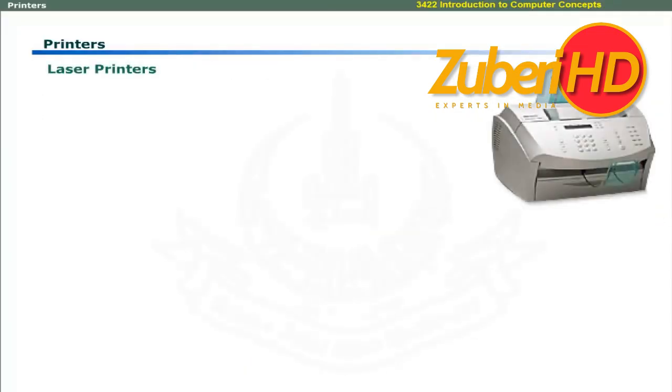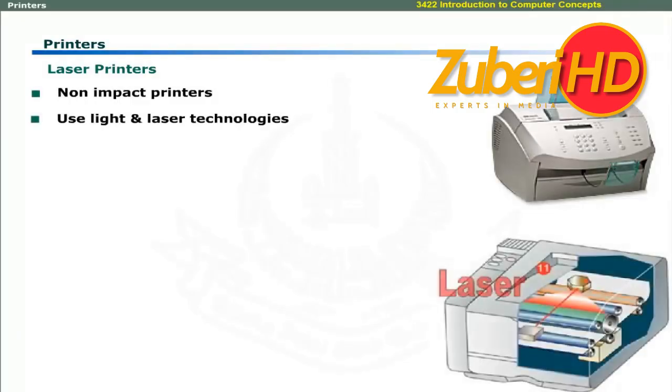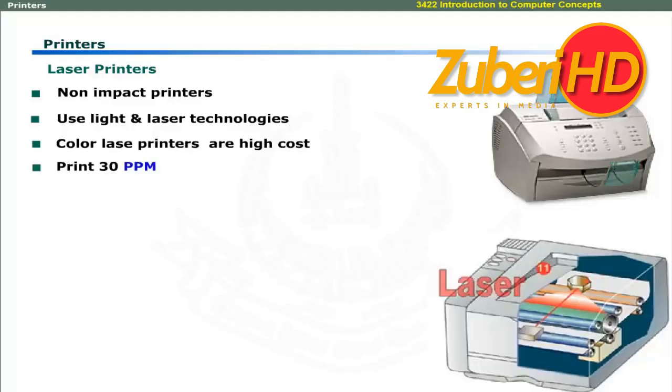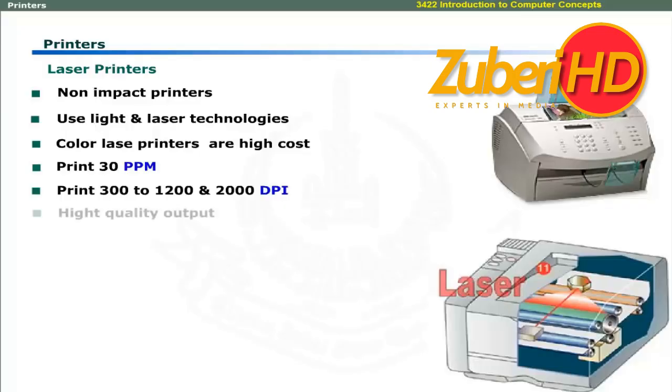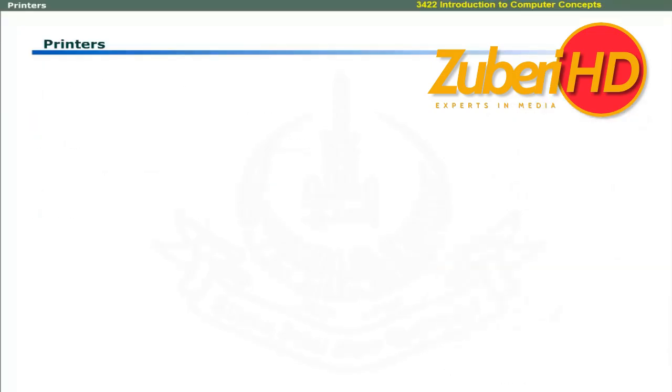Laser printers are non-impact printers. These use light and laser technologies to print pages. The black and white laser printers are low cost, while color laser printers are high cost. These print up to 30 pages per minute. Laser printers are capable of printing 300, 1200 and 2000 dots per inch. These produce high-quality graphics output.